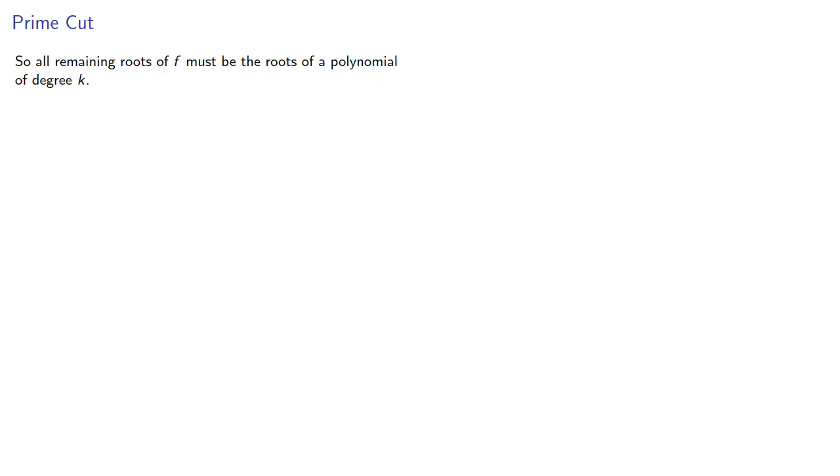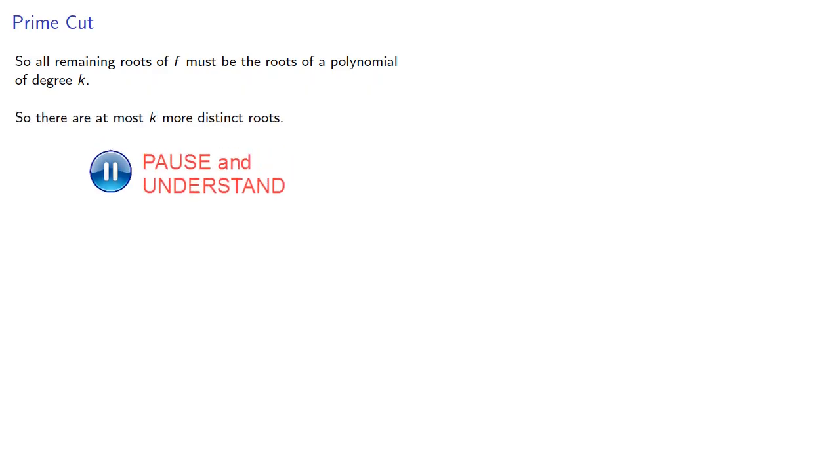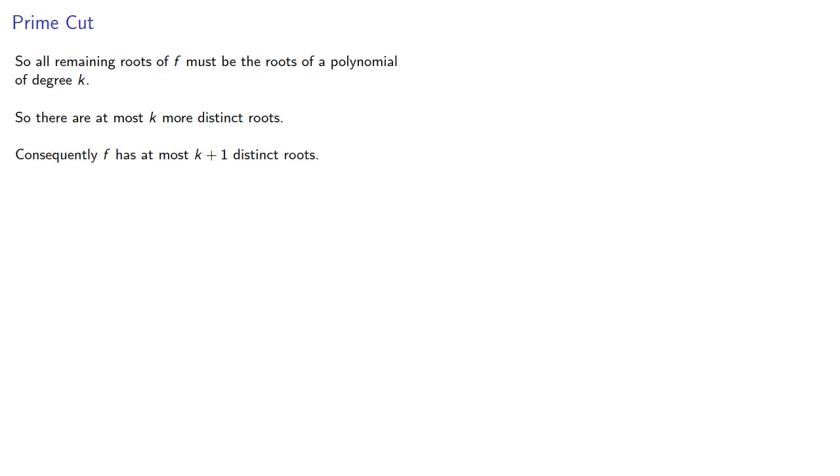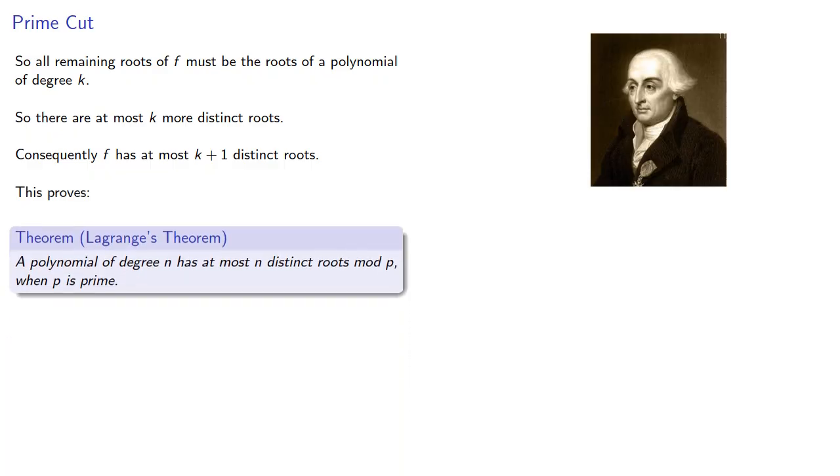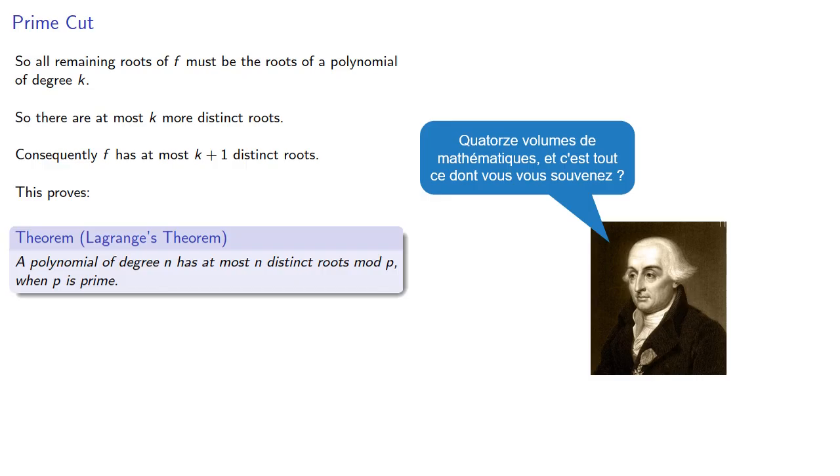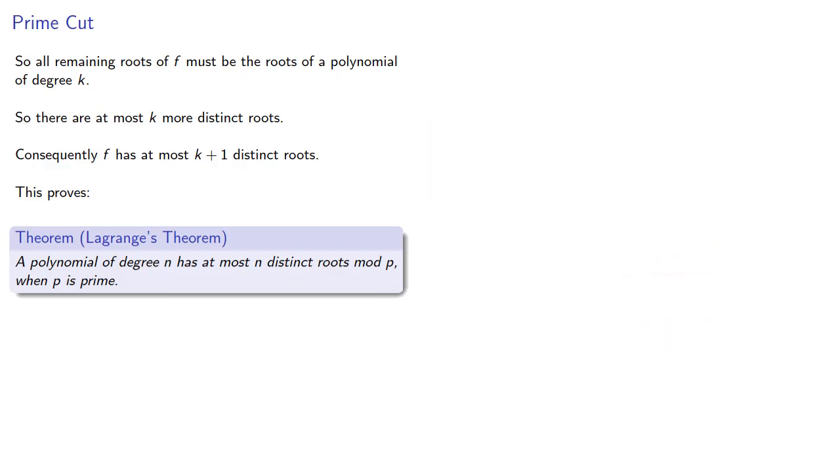Which means all remaining roots of f must be roots of a polynomial of degree k, so there are at most k more distinct roots. Consequently, f itself has at most k plus 1 distinct roots. And this proves something that's called Lagrange's theorem, another unfortunate name because Lagrange had many theorems, but a polynomial of degree n has at most n distinct roots mod p when p is prime.